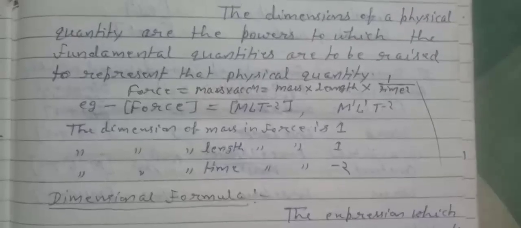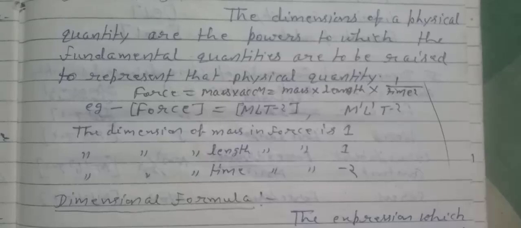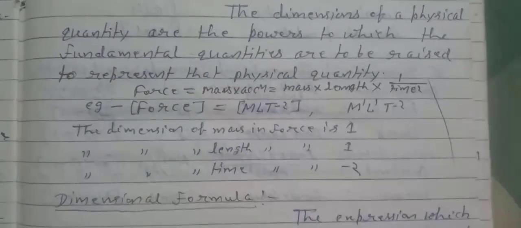The dimension of mass in force is 1, the dimension of length in force is 1, and the dimension of time in force is minus 2.